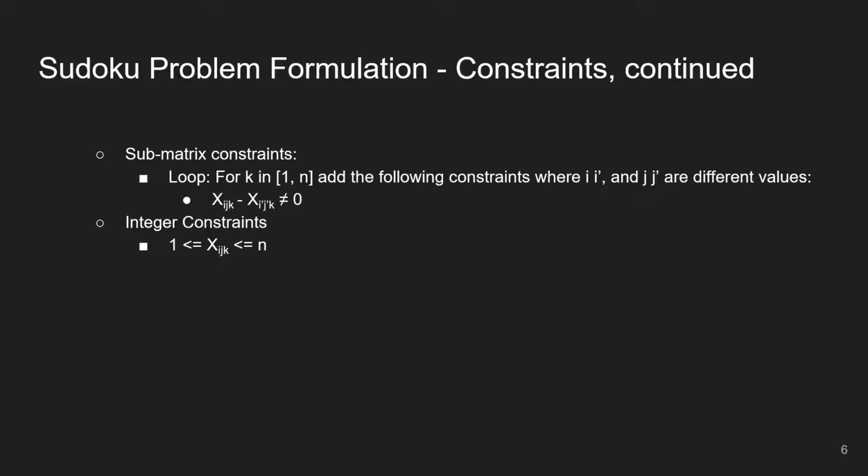Finally, we have a submatrix constraint, so we can't have 2 3s in a submatrix or any repeat of any variables. And we also have an integer constraint, so x has to be an integer and cannot be any less than 1 and cannot be any greater than n.